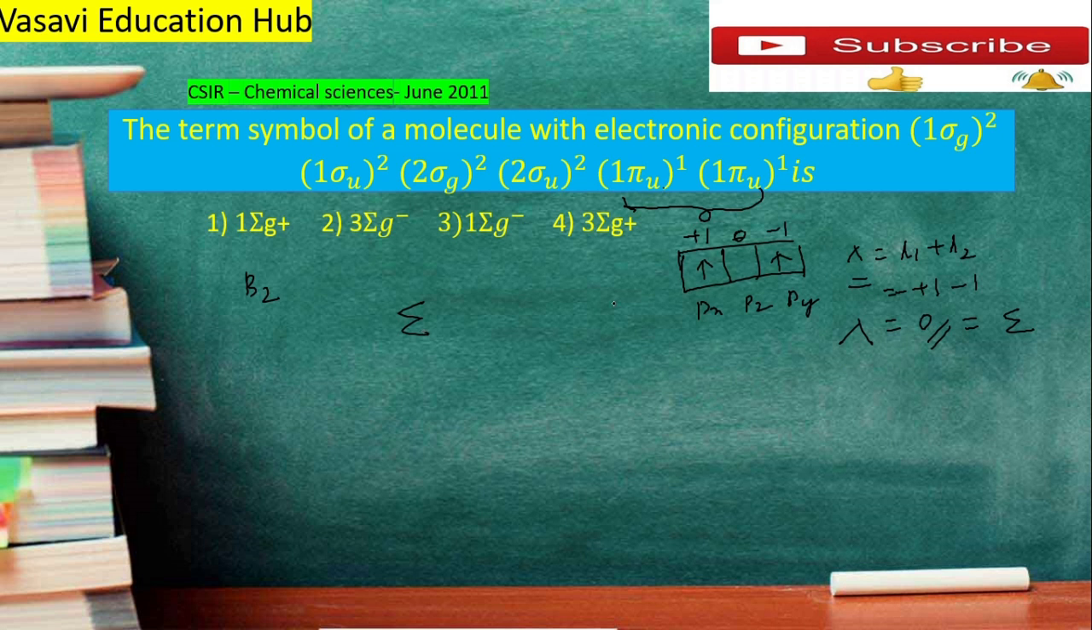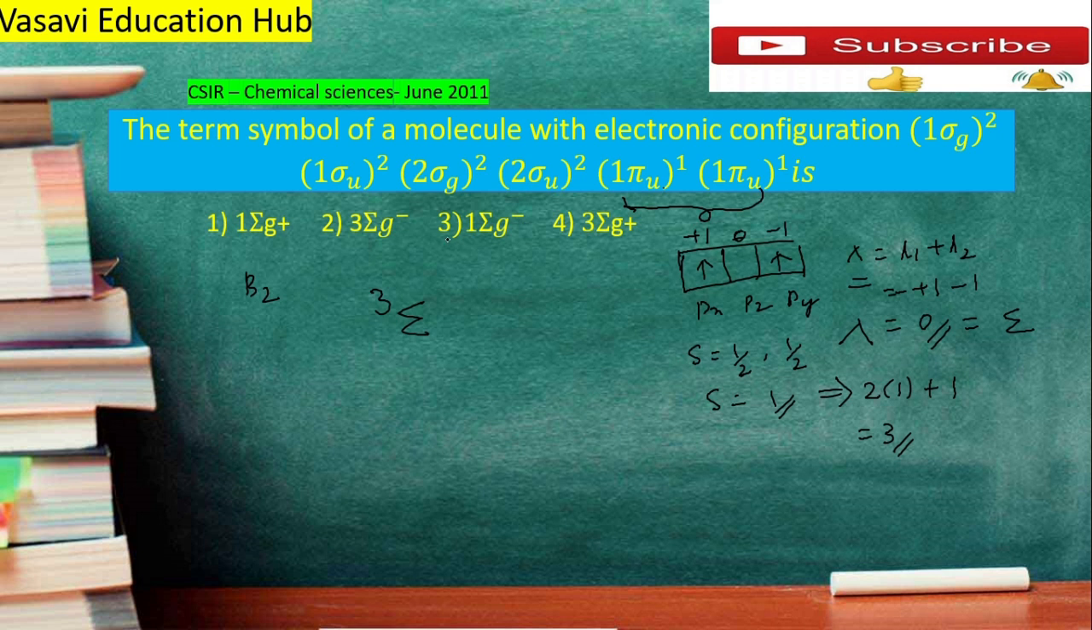So then go for the spin multiplicity. The two electrons are there, student. So S is equal to 1 by 2 for the first electron and S is equal to 1 by 2 for another electron. Therefore S is equal to half plus half, that is equal to 1. So the spin multiplicity is equal to 2 into 1 plus 1, that is equal to 3. Therefore the spin multiplicity is 3.